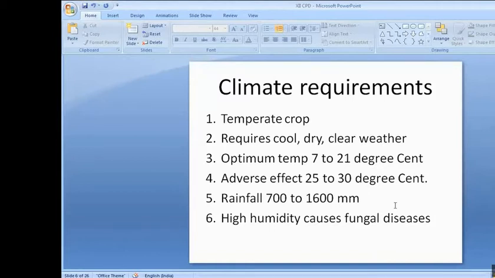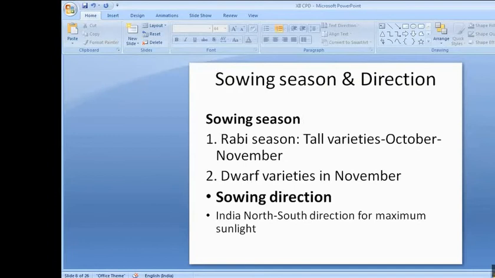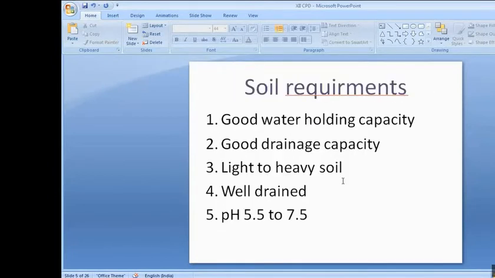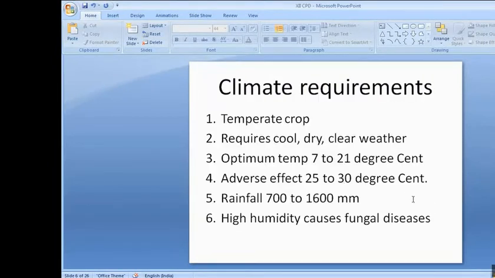Then the optimum temperature, that is the climatic or atmospheric temperature, should be 7 to 21 degrees centigrade for proper growth. And if the temperature goes above 25 and below 7, then it will cause drastic effects. If the temperature is below 7 or above 25, what will happen? There will be no proper growth, or the growth will be affected. This is the thing.